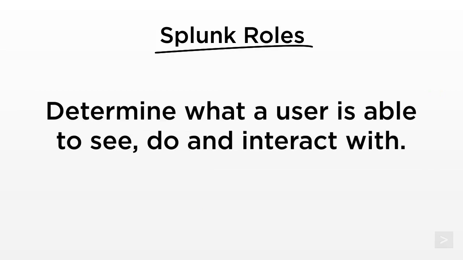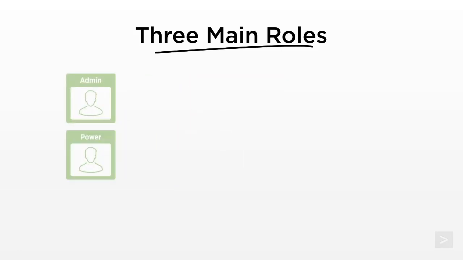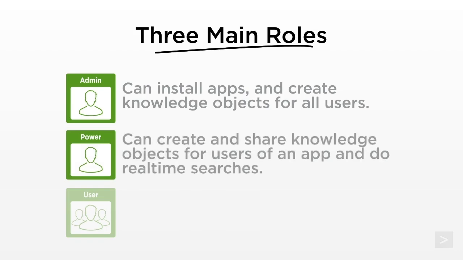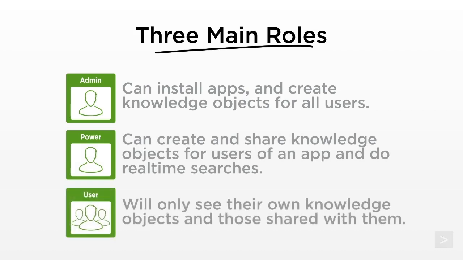A quick note on roles. Roles determine what a user is able to see, do, and interact with. There are three main roles in Splunk Enterprise: the administrator role, the power role, and the user role. The administrator role is the most powerful, can install apps, ingest data, and create knowledge objects for all users. The power user can create and share knowledge objects with all users of an app and do real-time searches. The user role will only see their own knowledge objects and those that have been shared with them.